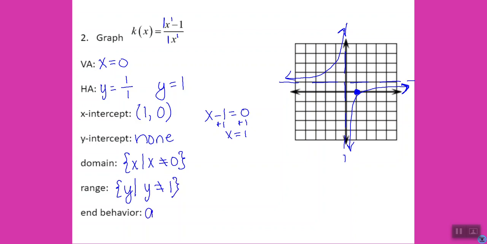Our end behavior: as x goes to positive infinity, f of x goes to, and as x goes to negative infinity, f of x goes to. So as the x's get more positive, it's going towards the asymptote at 1. And as the x's get more negative, it's also going towards the asymptote at 1.